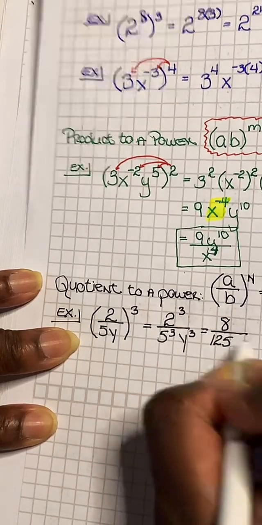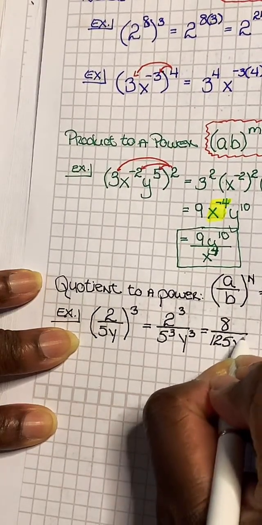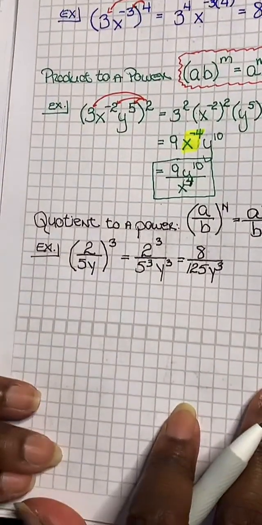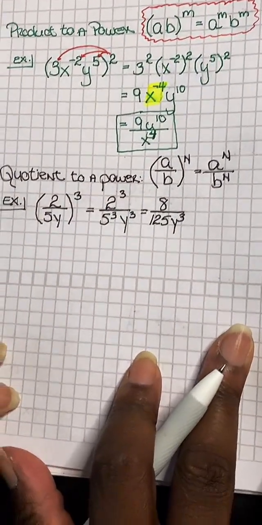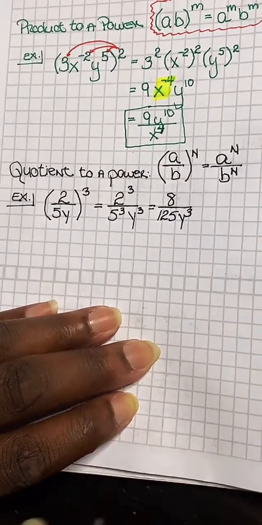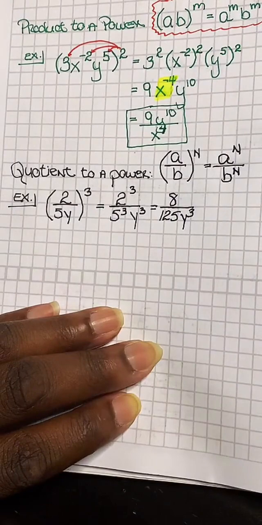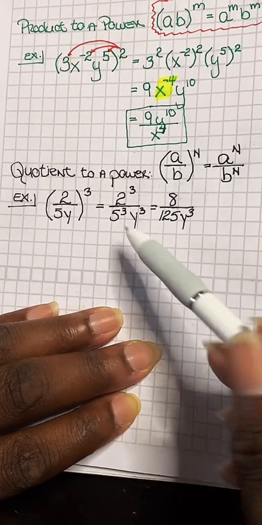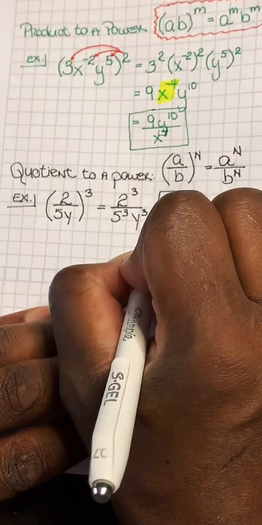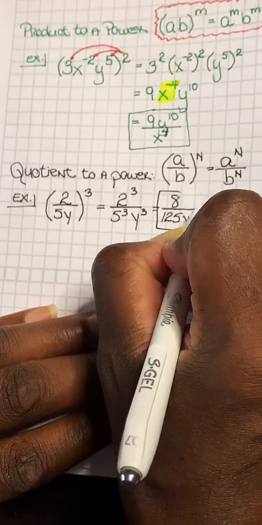So we got 125. Y to the 3rd power. There's no negative exponents. We don't want to simplify because we already did the cubing. So this is our answer.